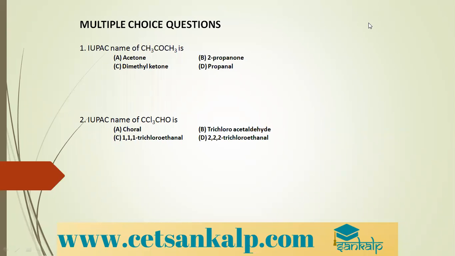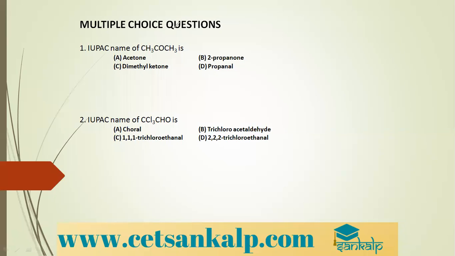Here we are going to encounter questions based on IUPAC nomenclature of aldehydes, ketones, carboxylic acids, and derivatives of carboxylic acids. We have already seen which are those derivatives: acid chlorides, anhydrides, esters, amides, and all. Apart from that, we are going to see the methods of preparation as well as the chemical reactions of these compounds. So let us take the first question.